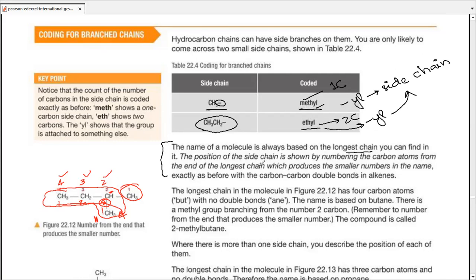So if we just took the black part, if we just took the longest chain, it would still be 4. So that's correct as well. Yeah, that's correct as well. Okay. If you're considering the longest chain in the correct way, you will always end up with the same name.